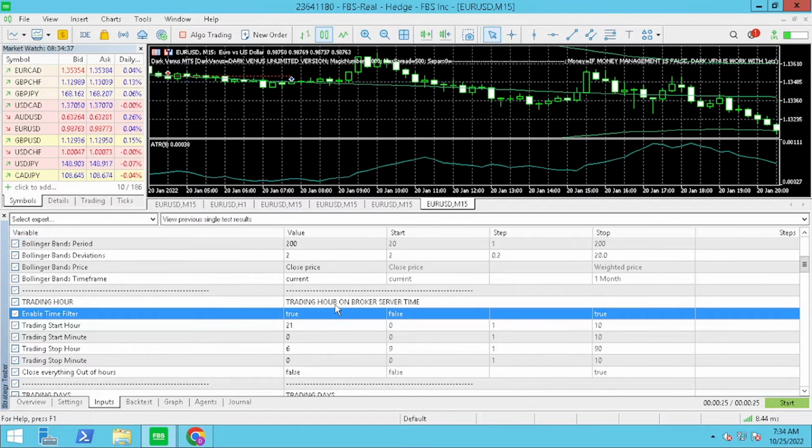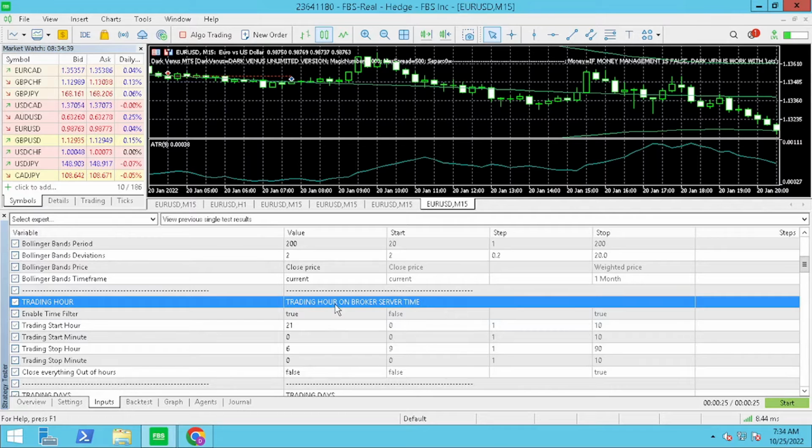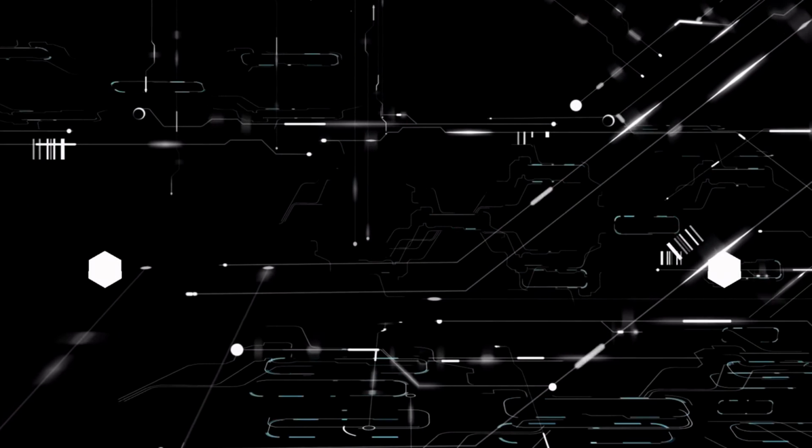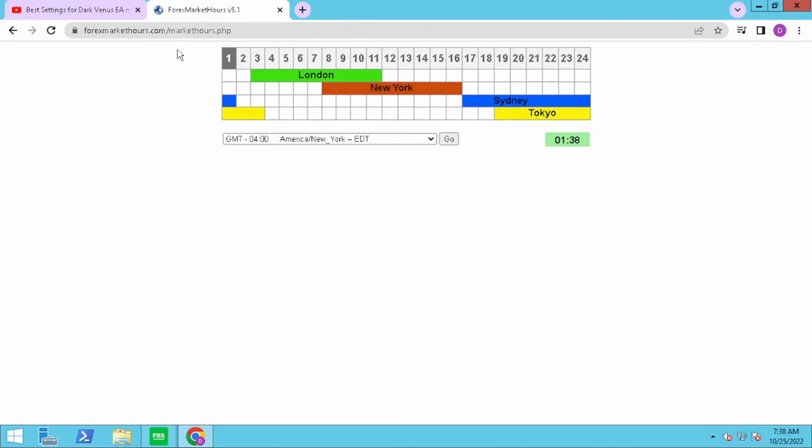So to adjust yours, make sure to adjust it according to broker server time. To see your broker server time, it's very important to look at the market watch time, as this might be different to your VPS or local time. So during the market watch time, you can specify this by using the following website, Forex Market Hours, which is listed in the description below.